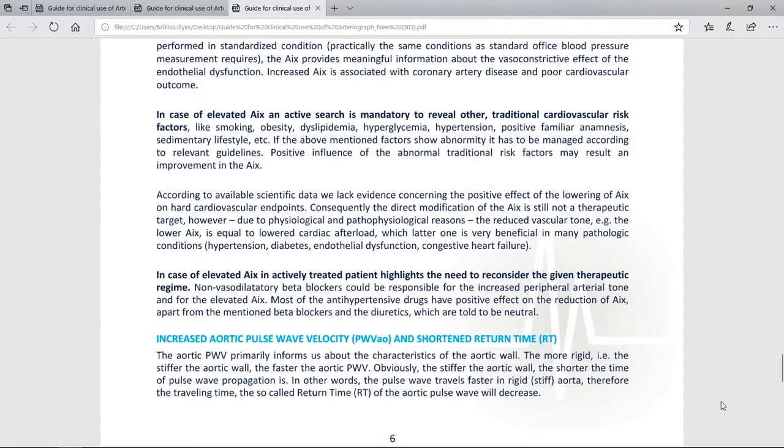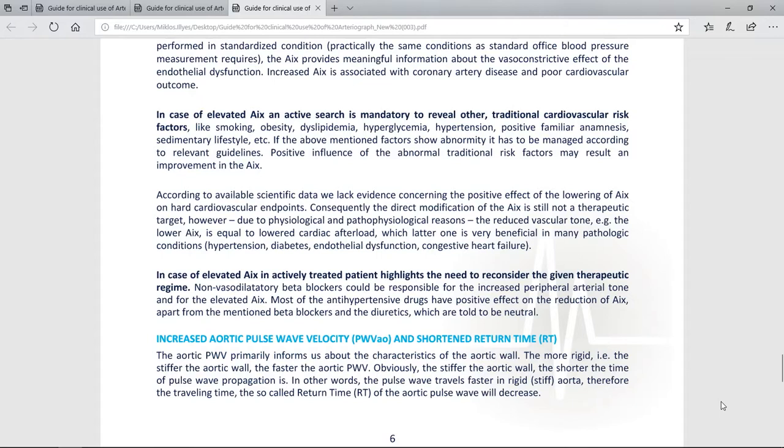Most of the antihypertensive drugs have a positive effect on the reduction of the AIx because they mostly have a vasodilatory effect. The exceptions are the beta blockers and probably the diuretics, which are more or less neutral. Some data show that they even have an increasing effect on the augmentation index.